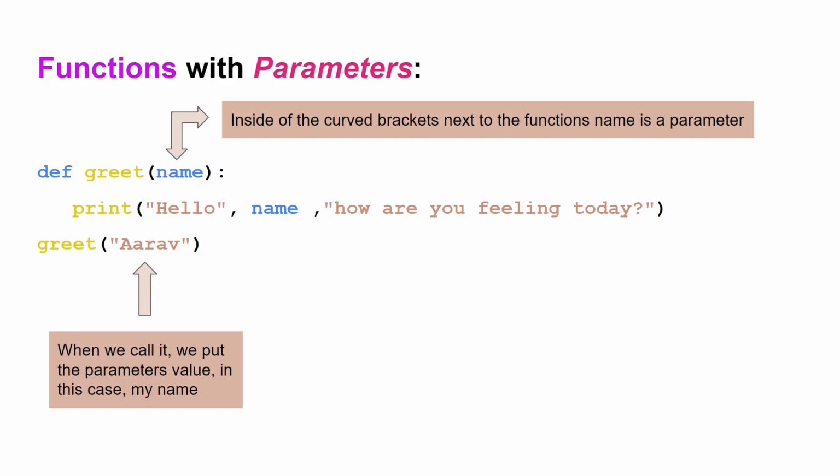Using the same exact example from the last slide, we're going to do the same thing, but with parameters this time. So over here I type the same thing, def greet, but inside these curved brackets, I type a parameter. The parameter can be anything you like, and it's like a variable. Whenever we call the function, we have to mention the parameter inside of these curved brackets, which is Arv, which is my name, and that basically stores Arv as a variable. So now let's try this out in the IDLE editor.